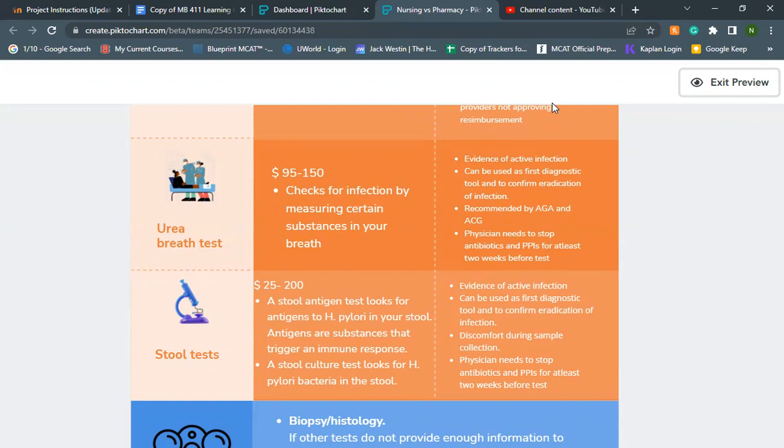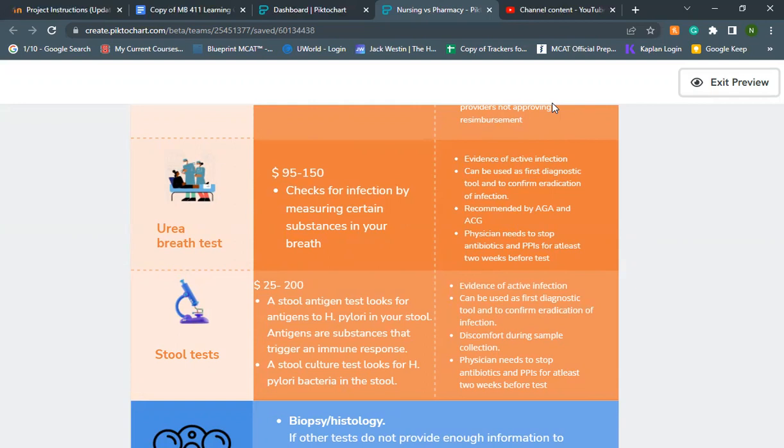This test has many advantages. It offers evidence for active infection, can be used as a first diagnostic test, and can also confirm how the patient is responding to the treatment. It is also recommended by the American Gastroenterological Association and the American College of Gastroenterology. The only disadvantage it has is that the physician needs to stop antibiotics and proton pump inhibitors for at least 2 weeks prior to ordering this test. The antibiotics and PPIs must be stopped, because the test relies on the enzymatic properties of the bacteria, and these 2 medicines might inhibit the process.